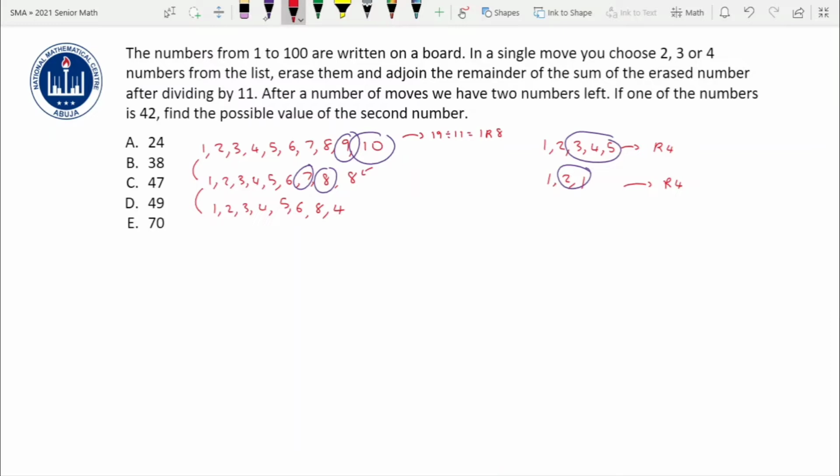On the next line, you have 1, and 2 plus 1 is 3, divided by 11 will be remainder 3. So you have 1 and 3 at this point. And if you still add these numbers together, you have remainder 4.